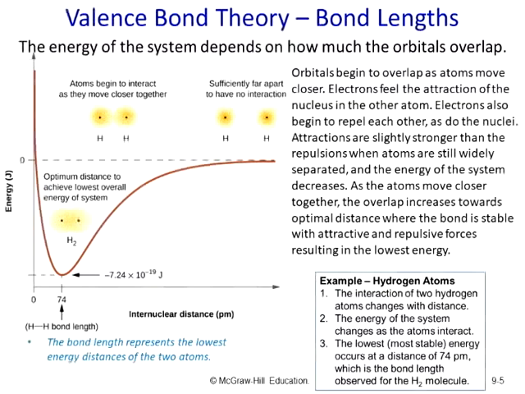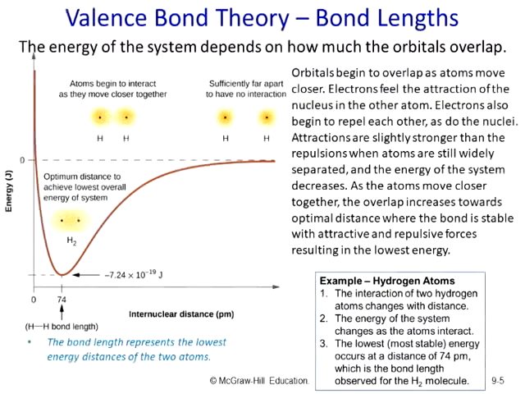Attractions are slightly stronger than the repulsions, however, when atoms are still widely separated, and the energy of the system is decreased at that point. So when they're further apart, there's less energy. As the atoms move closer together, the overlap increases towards the optimum distance where the bond is stable, which is the point at which the attractive and repulsive forces result in lower energy. That's how we form bonds, we form new compounds from the interaction of valence electrons.